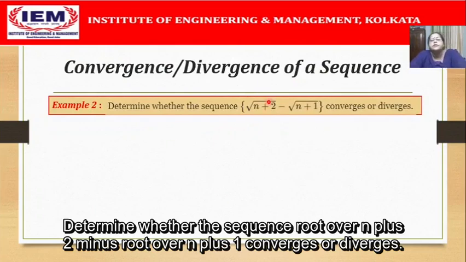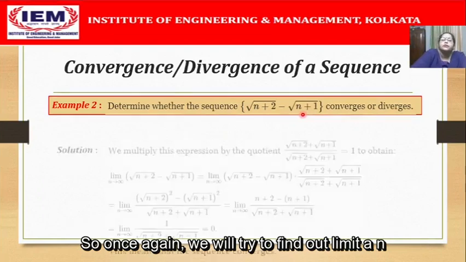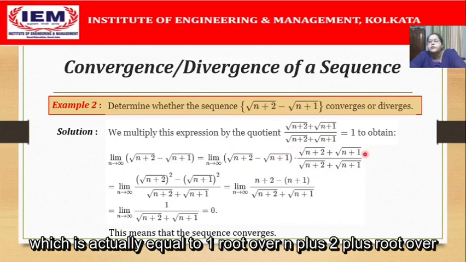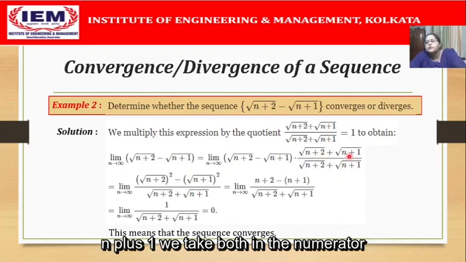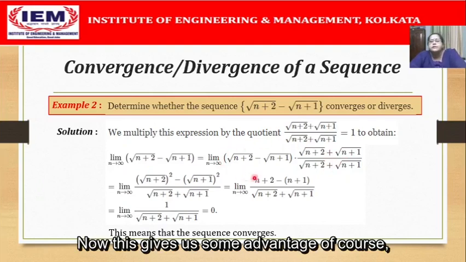Determine whether the sequence √(n+2) - √(n+1) converges or diverges. In this case, a_n, the nth term of the sequence, is √(n+2) - √(n+1). Once again, we will try to find the limit of a_n as n tends to infinity. For that, we multiply this expression by a quantity which is actually equal to 1, √(n+2) + √(n+1), taking it in both the numerator and the denominator. Now this gives us some advantage, of course.